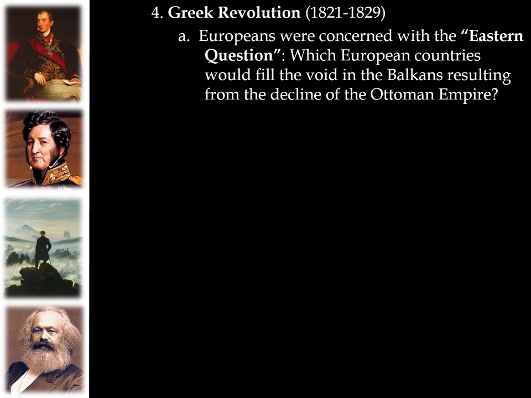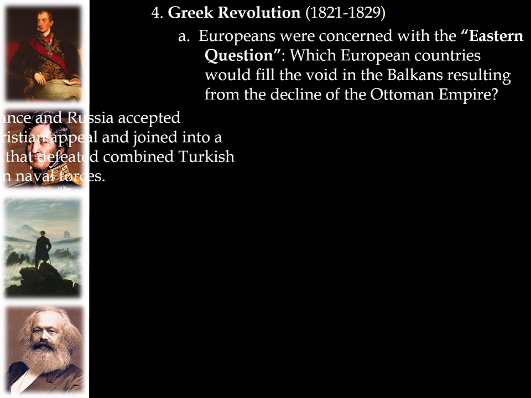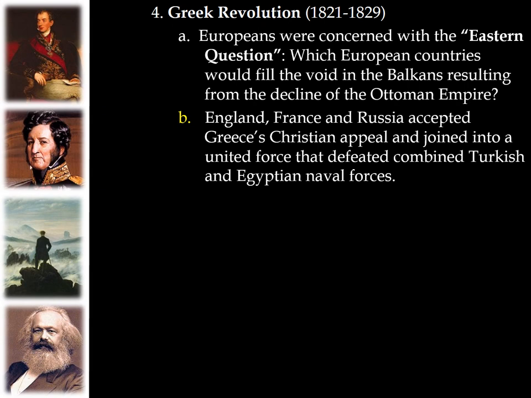By the time we get to the 1820s, the Ottoman Empire is still around, but it is weakening. It is weakening steadily, as evidenced by the Greeks revolting against the Ottoman control of that territory and eventually having success. But who is going to fill that void, that power vacuum, if the Ottoman Empire declines? That was the Eastern Question, because we don't want the balance of power being disturbed.